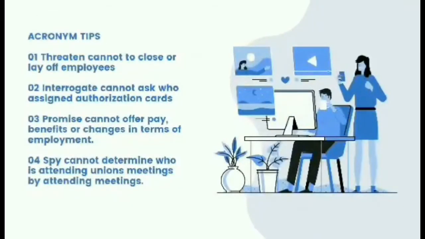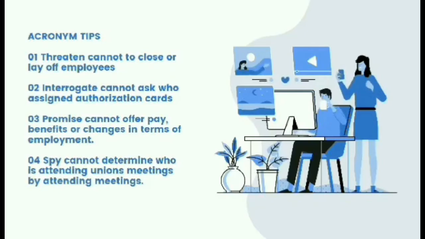One method to remember prohibited activities is by using the acronym TIPS. First is threaten. Employers cannot threaten to close or lay off employees if the union is certified by workers who support the union or change their working conditions. Second, interrogate. Employers cannot ask who signed an authorization card or who supports the union. Third, promise. Employers cannot offer pay, benefits, or changes in terms of employment or working conditions if the union is defeated.